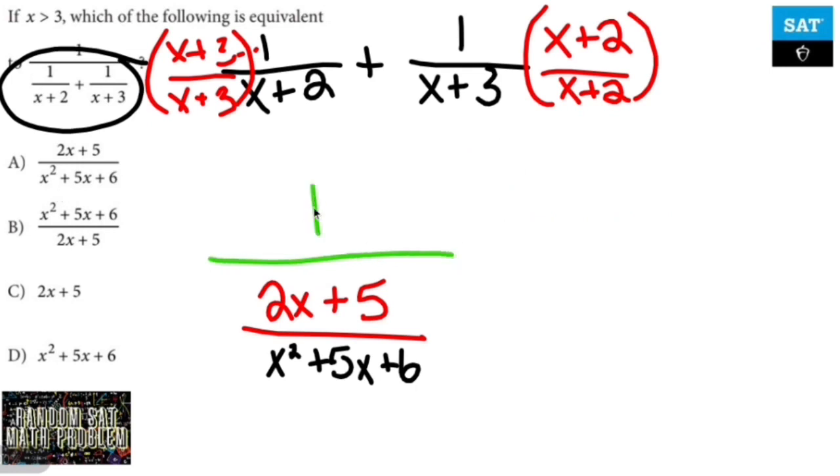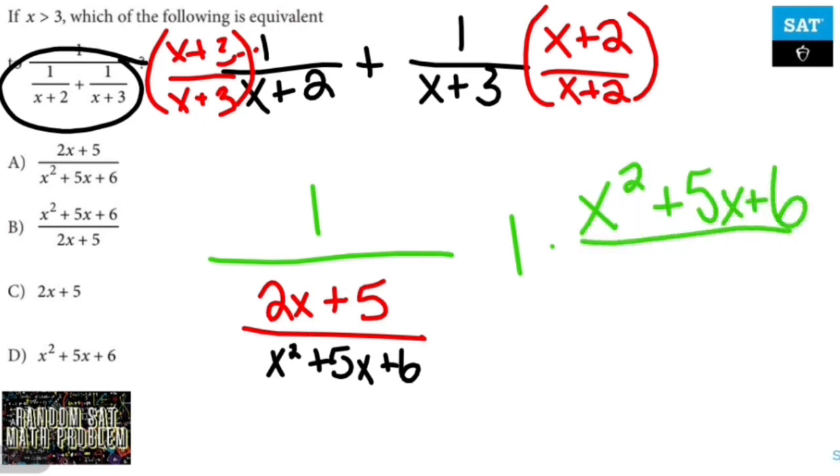What this is saying is 1 divided by a fraction. Now, a very basic idea that if you have a number, we'll say 1 again, divided by a fraction, you keep the first guy, you change this to a multiply, and you flip. So dividing by a fraction is the same as multiplying by the reciprocal. So what I get to do here is multiply 1 by this guy, but flipped. So if I flip it, I get x squared plus 5x plus 6 over 2x plus 5.